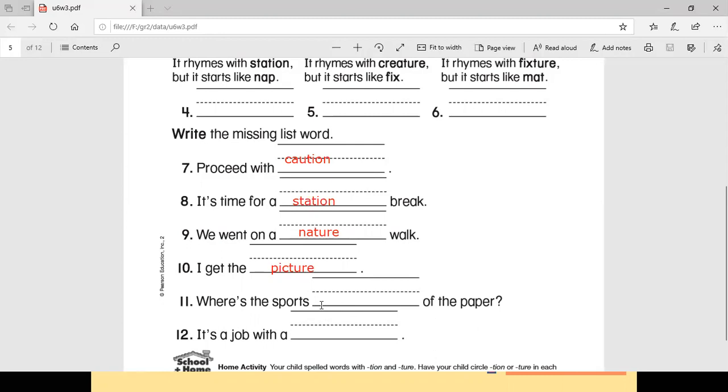Where's the sports part of the paper? It's a part of the section. It's a job with a future.